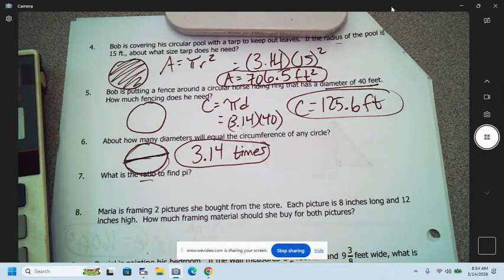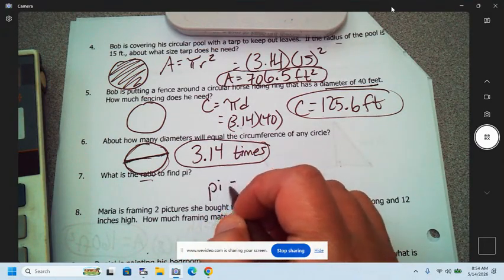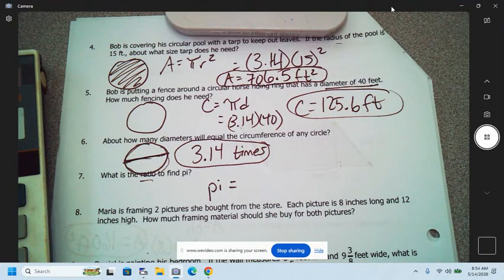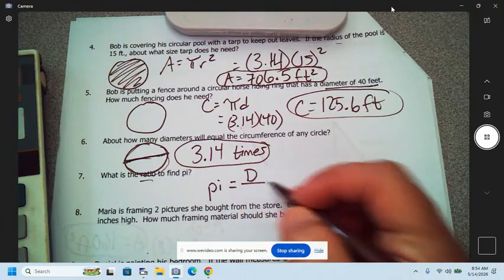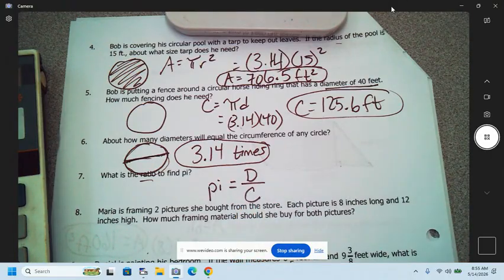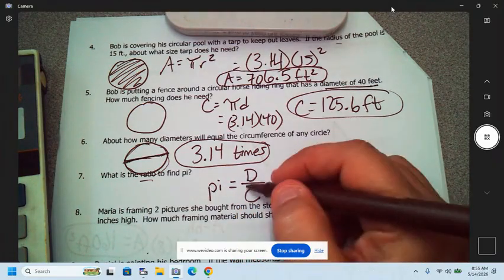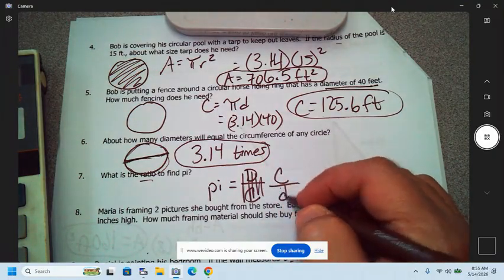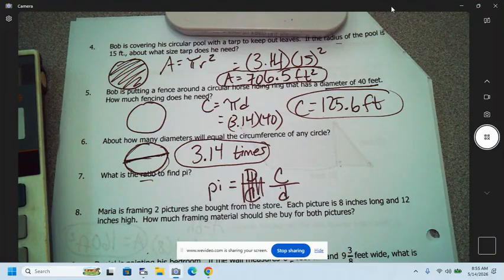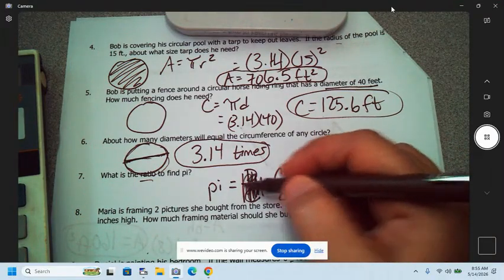So what is the ratio to find pi? How do we know what pi is? What can we divide? What would our ratio be? If we take the diameter and we divide it by the circumference, sorry, that is wrong. If we take the circumference and we divide it by the diameter, we will get pi. Circumference divided by diameter equals pi.